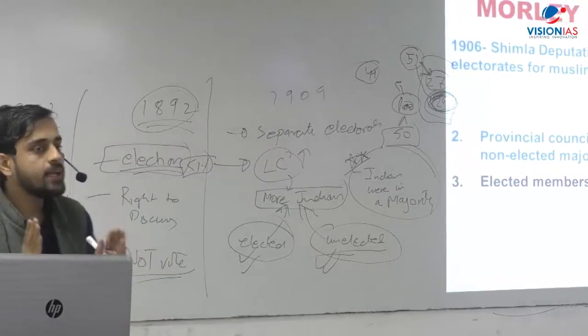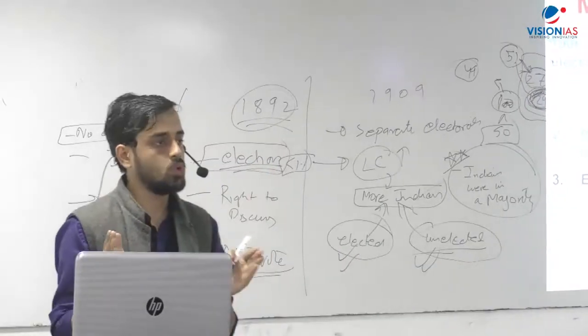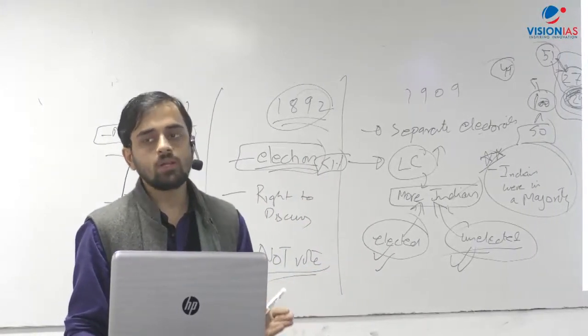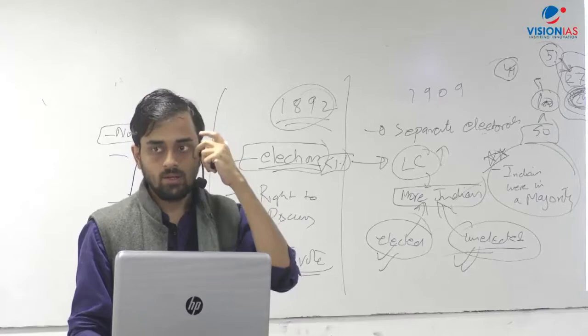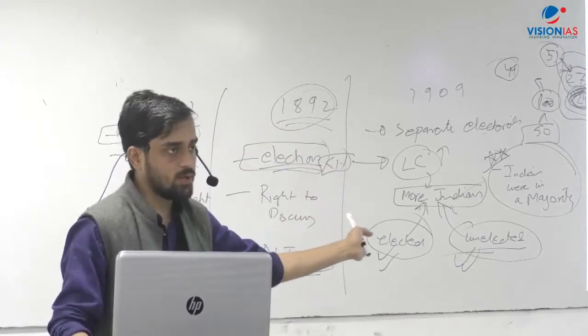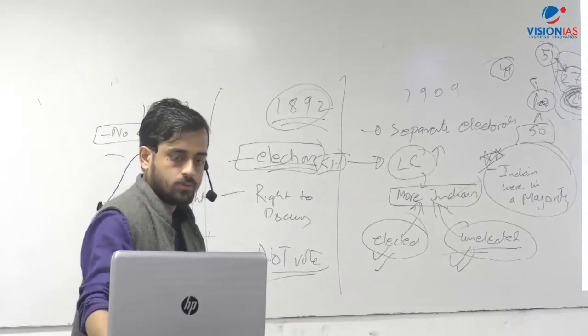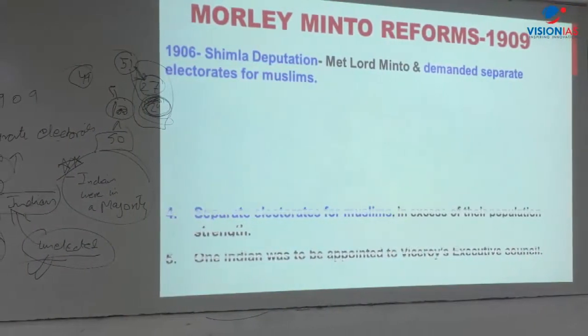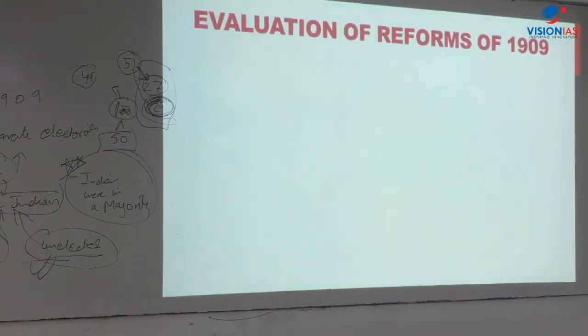But even in 1909, women did not have a right to vote. We will see that women got the right to vote only in 1919. So indirectly, women did not have a right to vote here also. Also, for the first time, one Indian was to be appointed to the Viceroy's Executive Council.